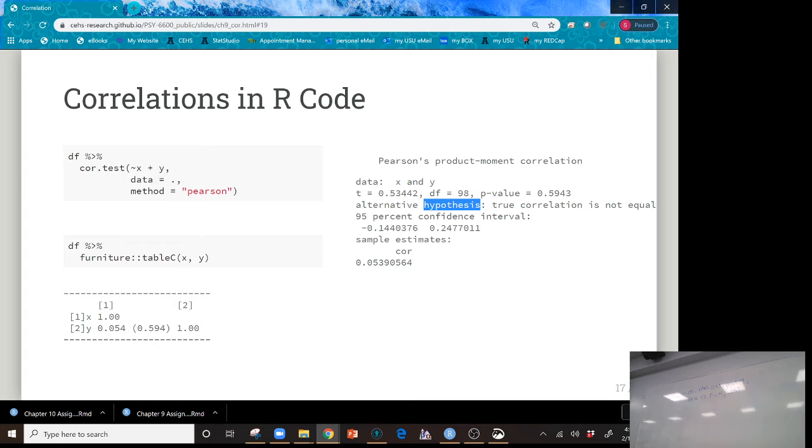So notice, what do we get right here? It says 1 is X variable, 2 is the Y variable. So this number right here is between 1 and 2. So between X and Y, the correlation is 0.05, and it's not significant. So this is, if you have a lot of variables, this is a nice way to display all the correlations. But this is what you'll need to do the homework. Core.test, that'll give you everything you need.